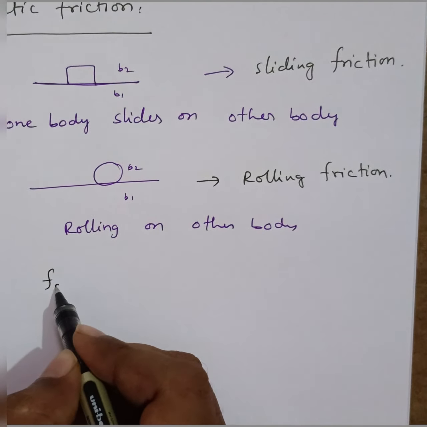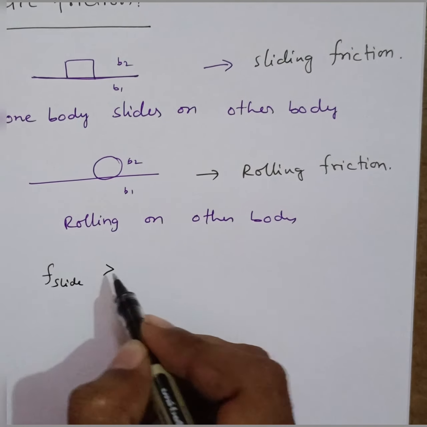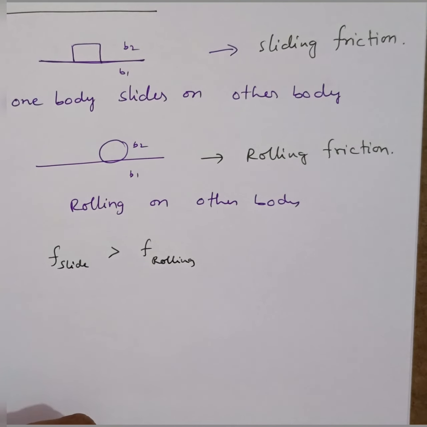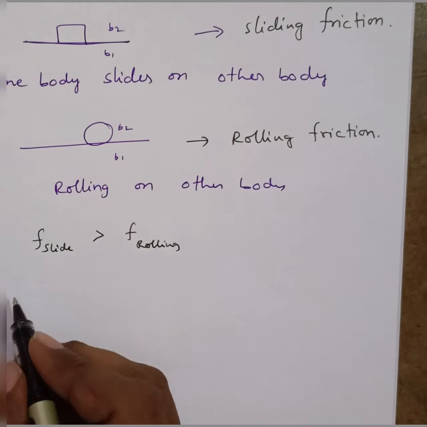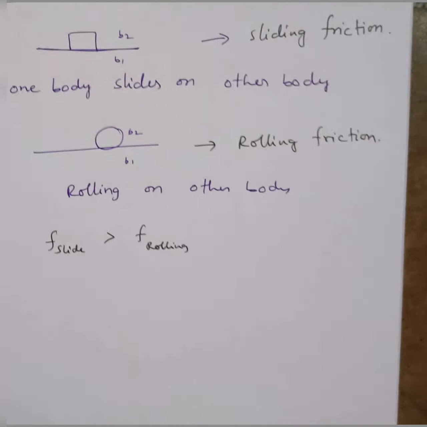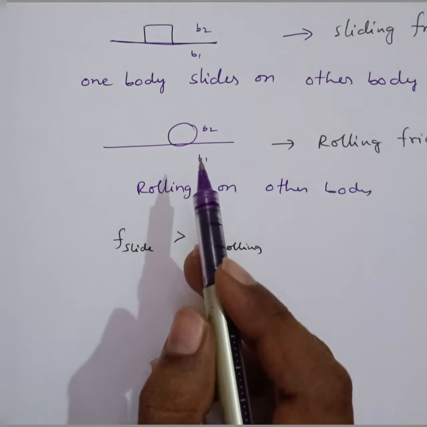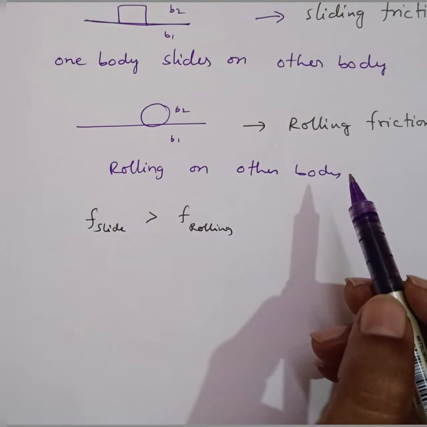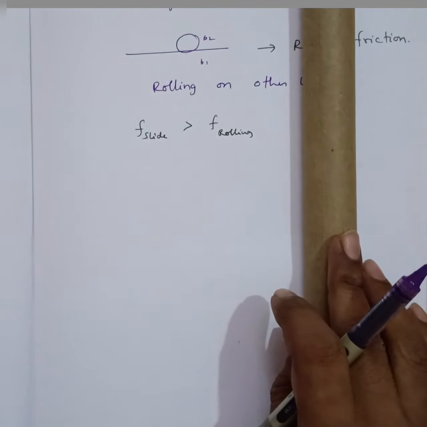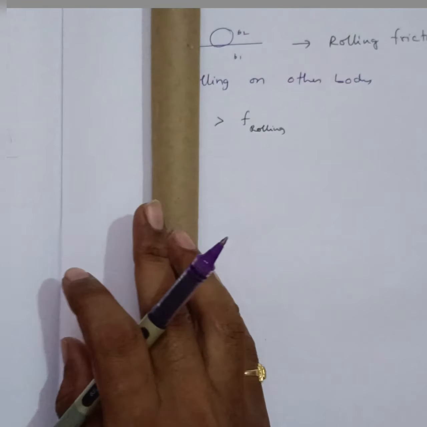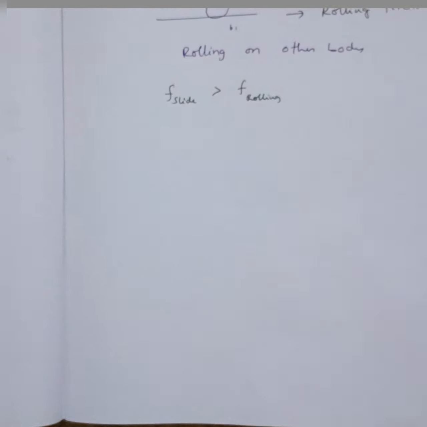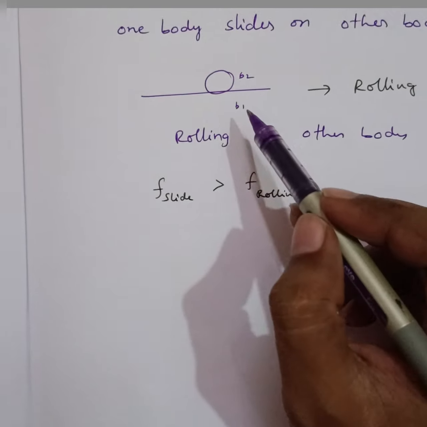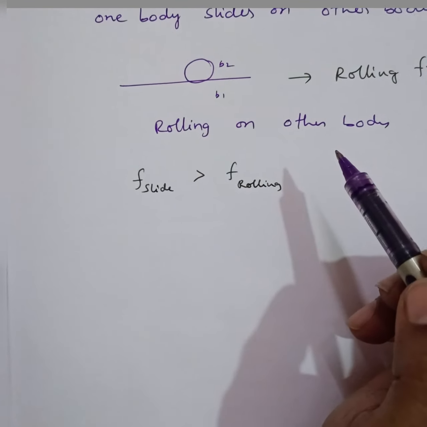Sliding friction is more than rolling friction. That's why a body, when rolling, or the same body when it is sliding, it is easy to roll the body. For example, we can take this. Here we can roll easily than sliding. A body can be rolled easily when compared to sliding, because rolling friction is less than sliding friction.